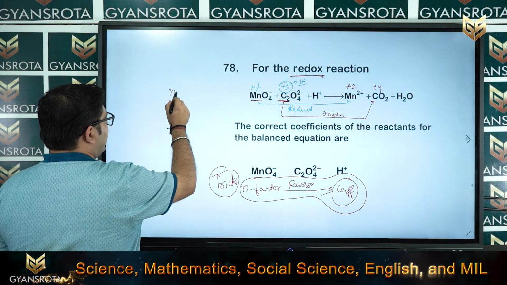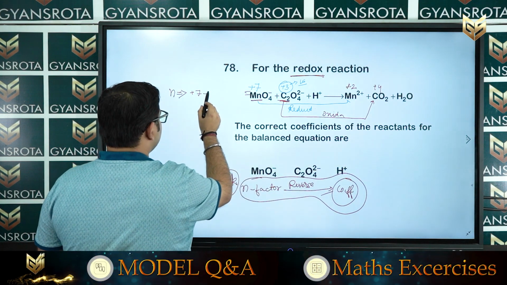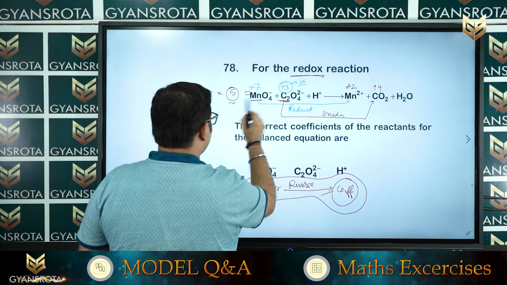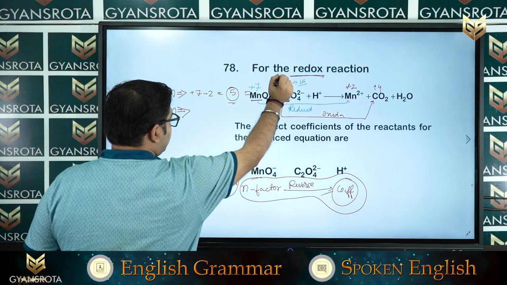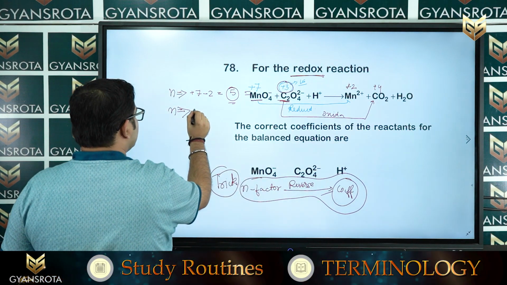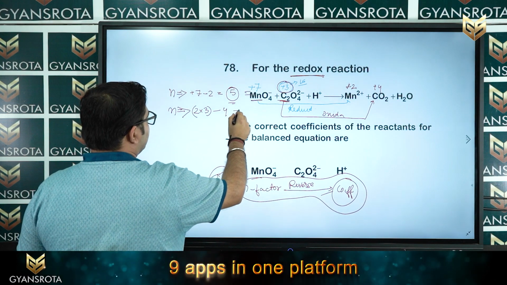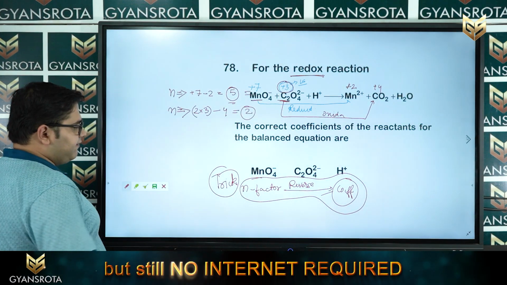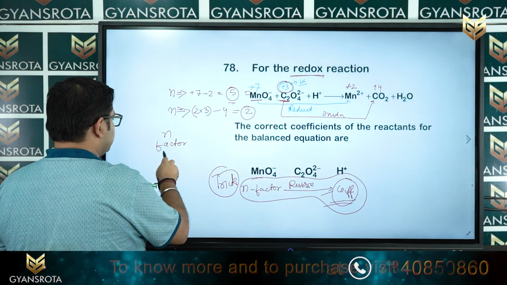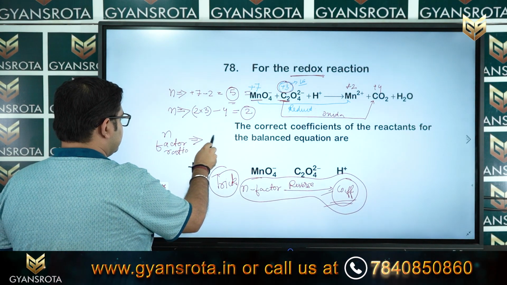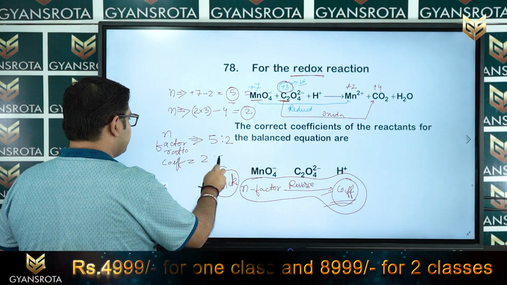Now, how to find the n factor? For MnO4 minus, plus 7 to plus 2, so 5 is the n factor for MnO4 minus. Now, for the other one, the n factor: plus 3 is for one carbon, and how many carbons are there? 2. So, 2 into 3 minus 4 comes as 2. If I reverse this, I will obtain the coefficient. So, the n factor ratio is 5 is to 2, and the coefficient ratio you get is 2 is to 5.